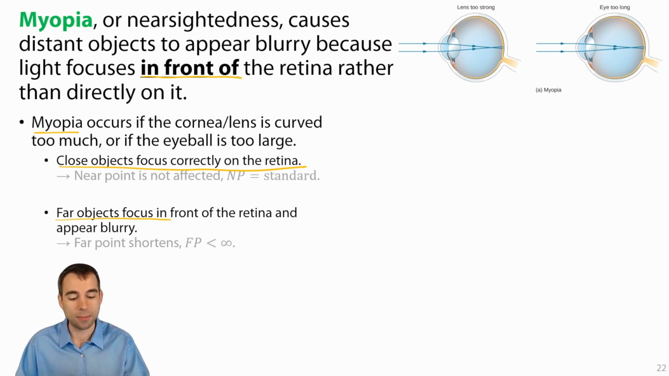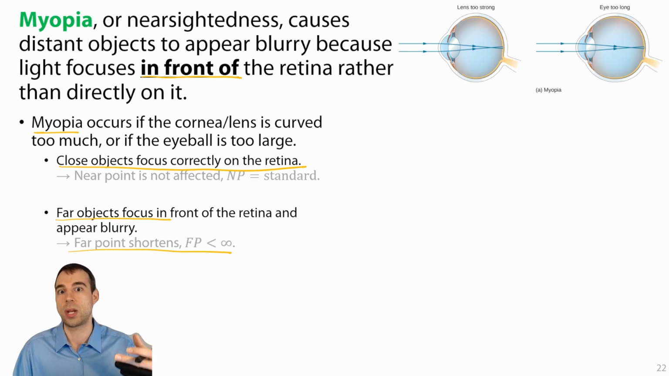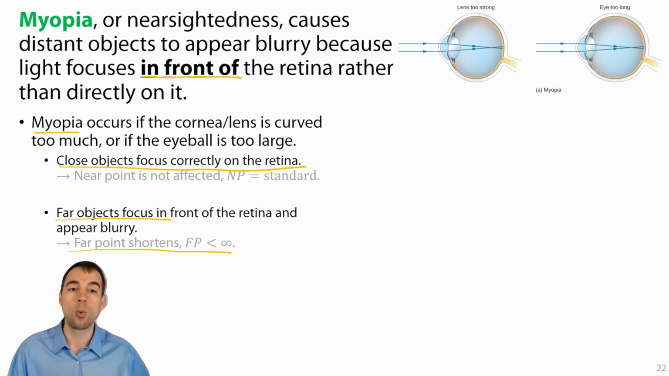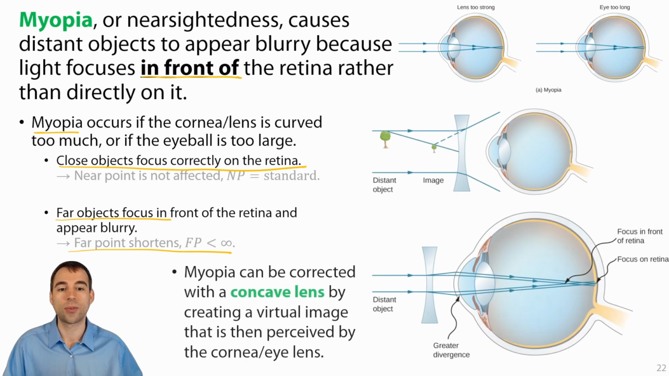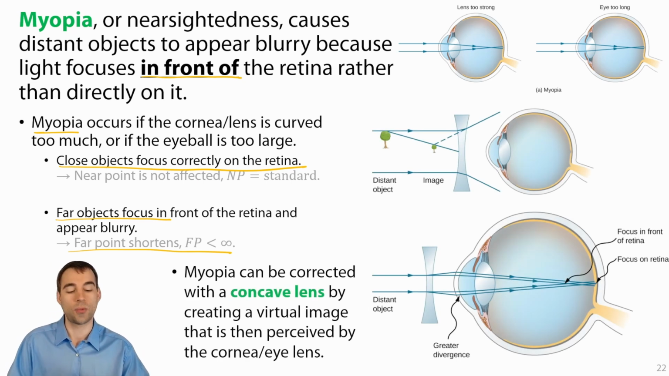But far objects do not focus very well because the far point shortens. Our far point that our eyes can make out ends up becoming less than infinity, shorter and shorter. And so we would need some type of diverging lens to be used in order to correct for this. Myopia is corrected for using a concave lens or a diverging lens.